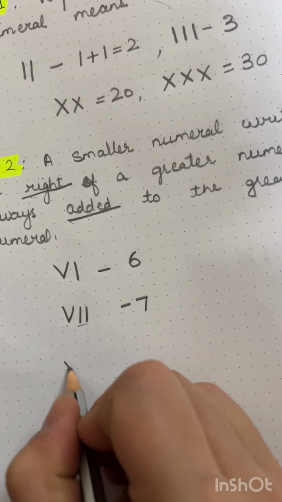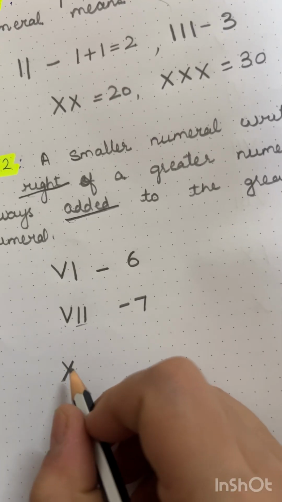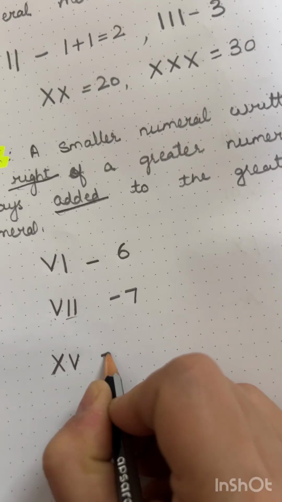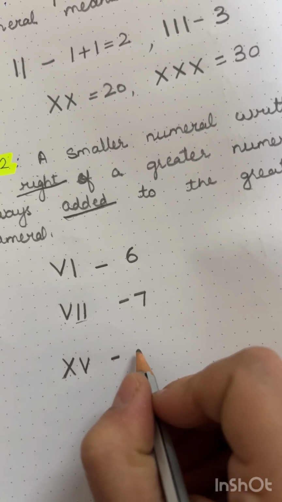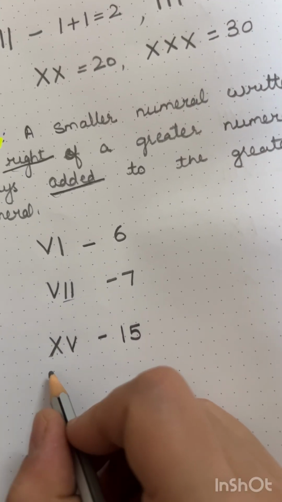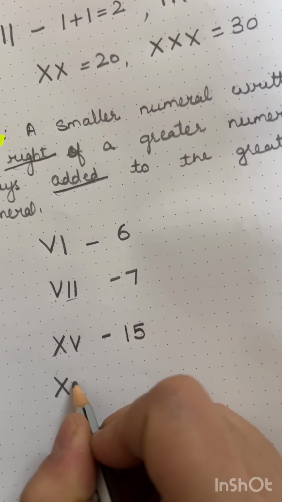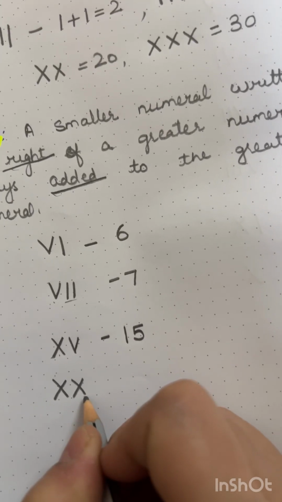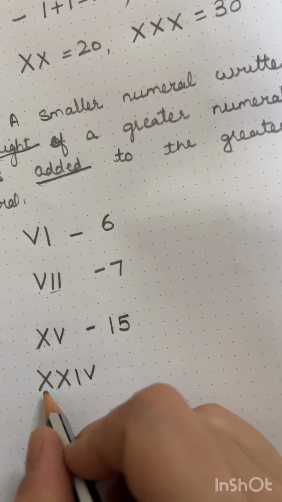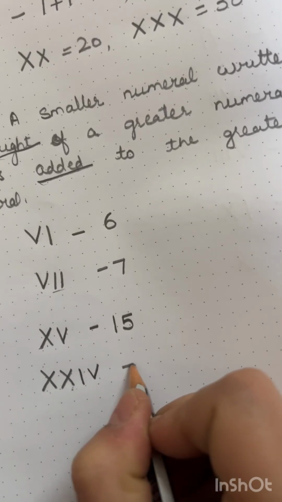Now again, let me take a number 10 and a smaller number than 10. Suppose I have taken here 5. So it will become 10 plus 5, 15. And let's take a higher number, 20. I have taken 20 here and I am taking number 4. So it will become 20 plus 4, 24.